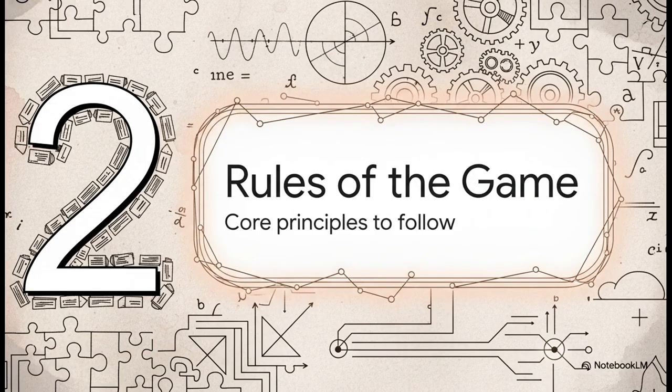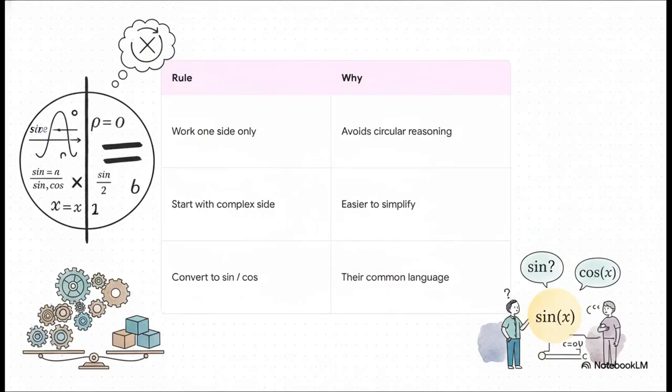Now, like any good game, there are rules. And these aren't just suggestions. They're the core principles that make sure your proof is actually valid. If you break these, you're not really proving anything at all. Let's break these down. Rule number one, and this is the big one, you can only work on one side of the equation. Why? Because if you start moving stuff across the equal sign, you're basically assuming they're equal from the start, which is the very thing you're trying to prove.